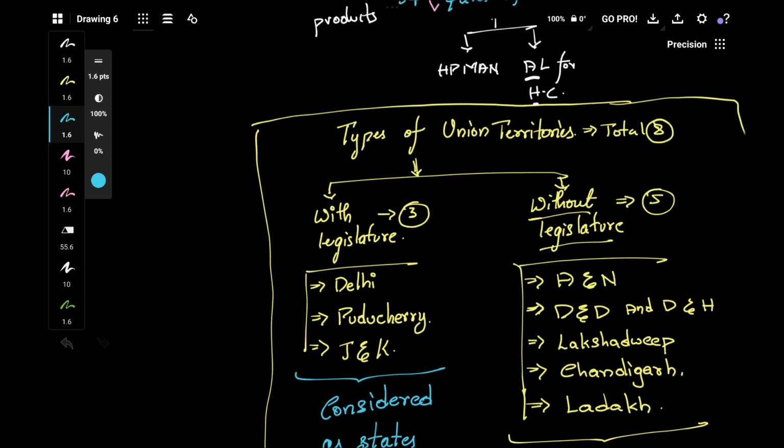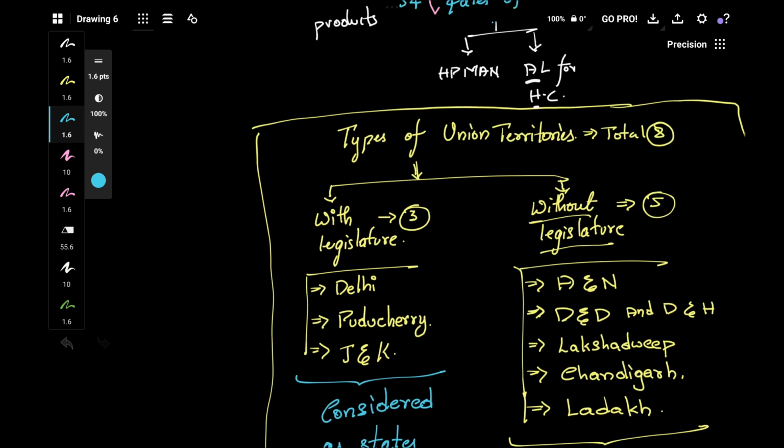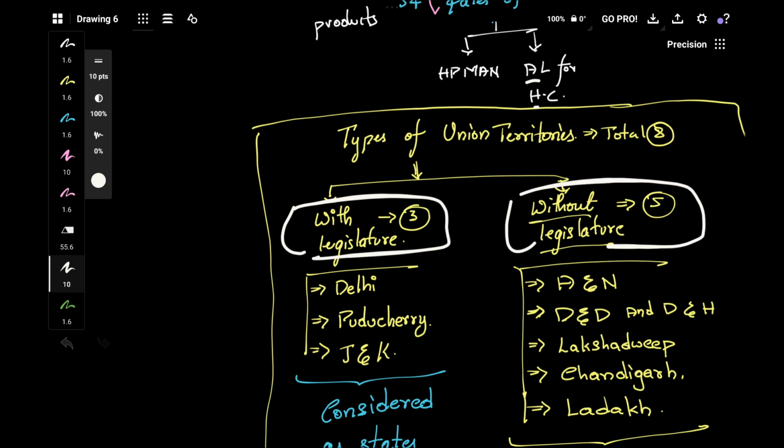Okay, so in union territories, there are 2 types: union territories with legislature, and union territories without legislature. What is this legislature? Legislature is nothing but assembly. They can rule themselves. If a state has an assembly, that assembly is like parliament at state level, like parliament at the center. For a state, there is an assembly to make laws regarding that state.